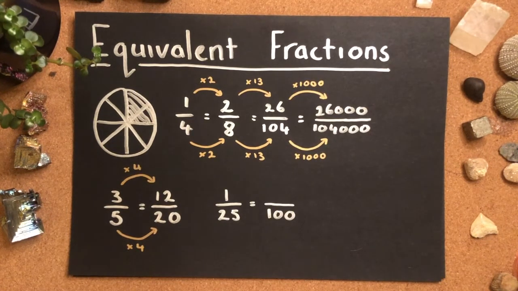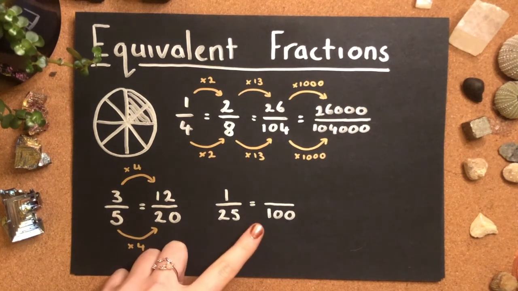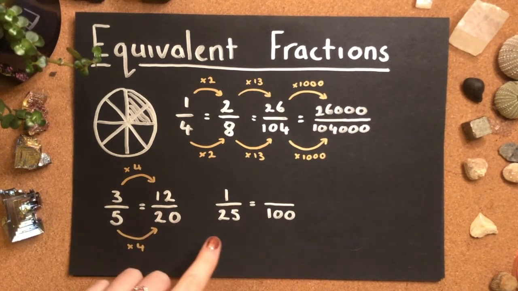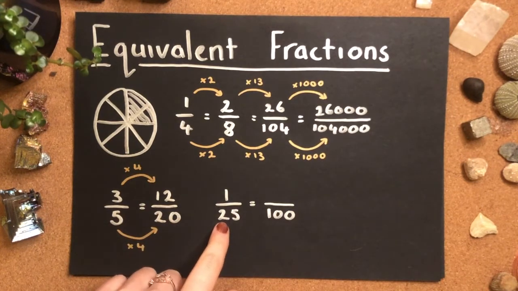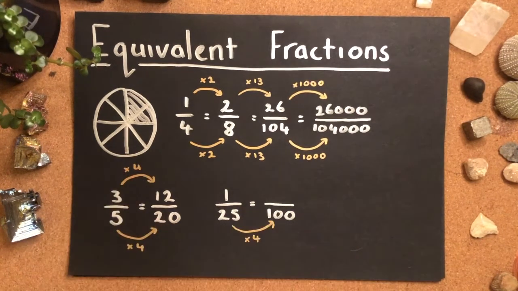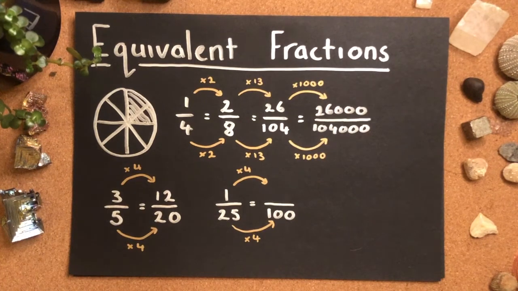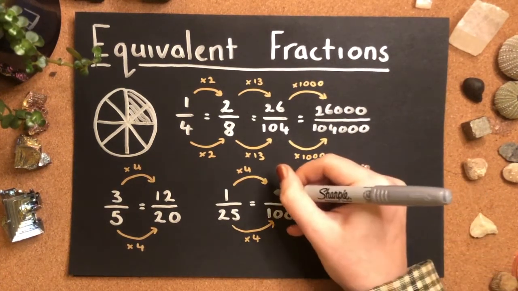I want to change 1/25 into something over 100. What would I have to times 25 by to turn it into 100? How many 25s fit into 100? 4. I have to times that by 4. Whatever I do to the bottom, I'm going to have to do to the top. 1 times 4 gives me 1. Psych, it's 4. Don't make that mistake.